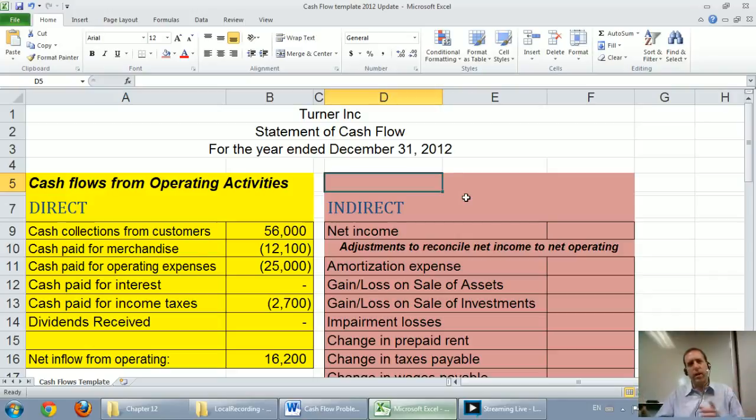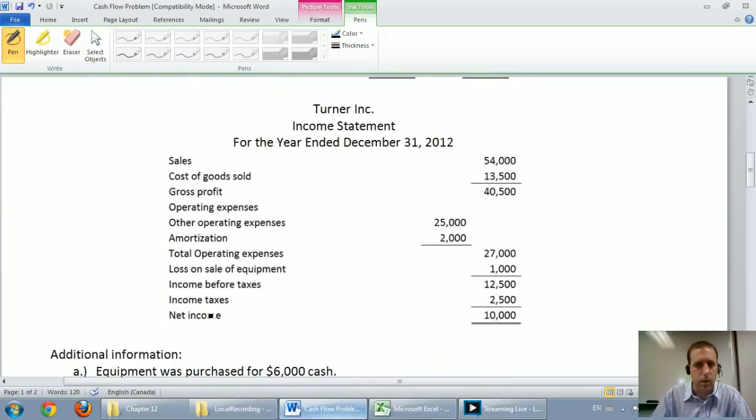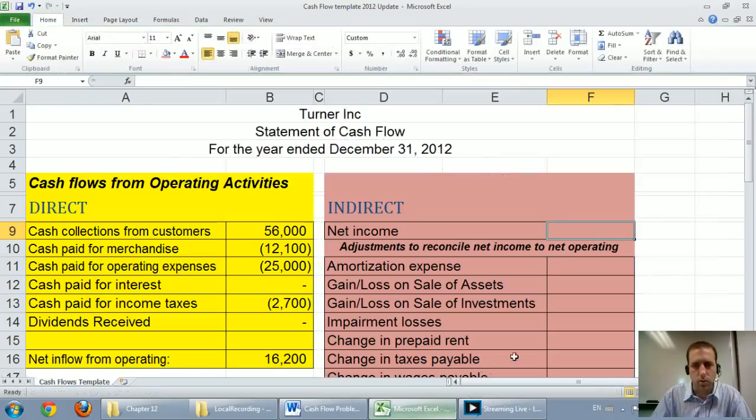And what you find with net income is it's a lot of backward steps, and that's, to me, a bit confusing. So let's have a look, and we'll start with net income, as any indirect method section will start with. Our company's net income was $10,000. So I'll start there. Our amortization expense gets added back.